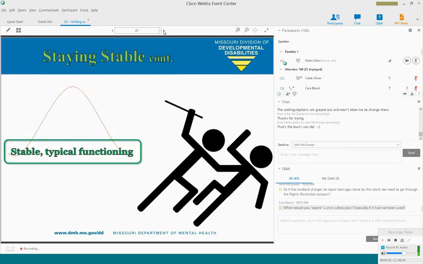Now, I know this doesn't look like it goes together because you have a stick figure beating another stick figure next to the word stable, typical functioning, but bear with me. Another frequently overlooked thing about individuals that we support is past trauma or abuse. In general, people with IDD are at a higher risk to be victims of some sort of abuse. It could be physical abuse, it could be emotional abuse, it could be sexual abuse, it could be all of it. And it's probably safe to assume that everybody that we support has experienced trauma.